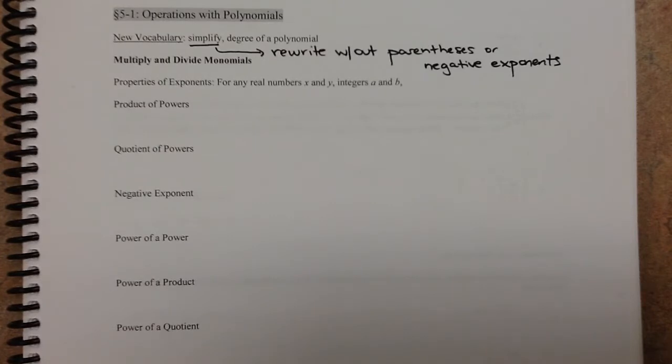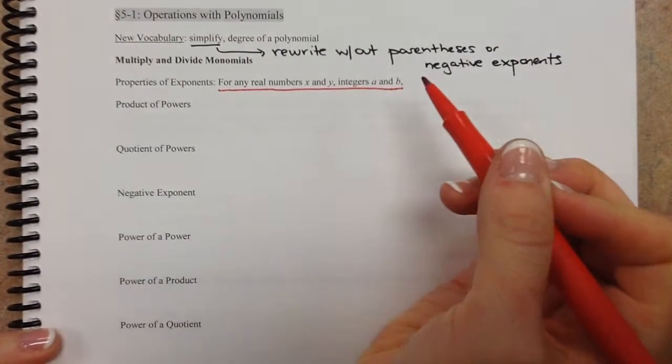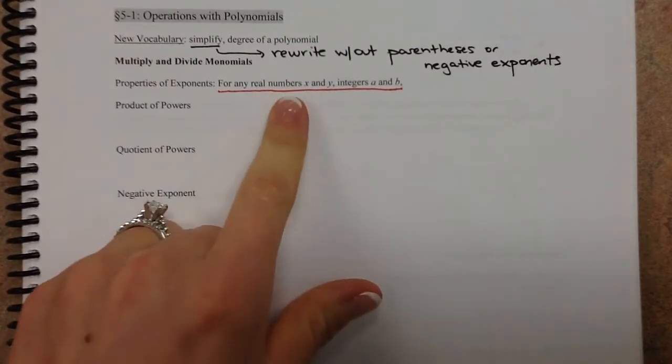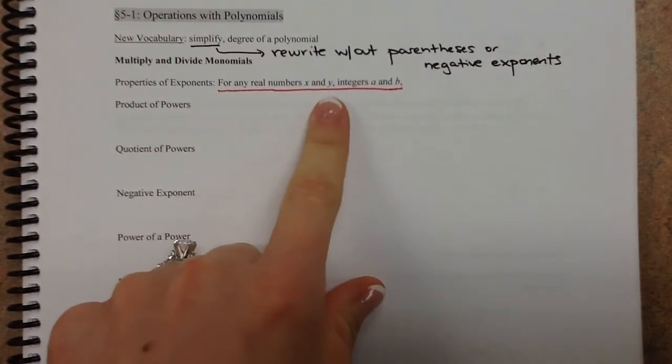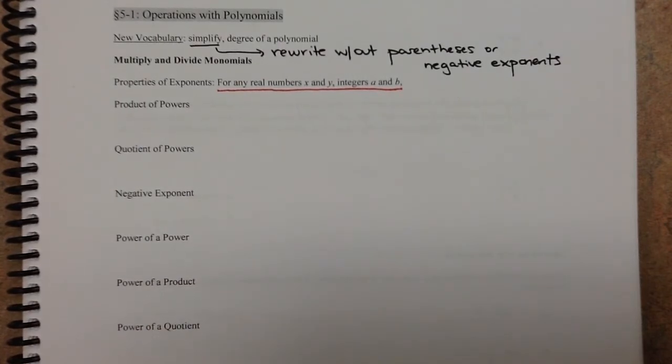So we've got a bunch of properties. The properties start off like this. For any real numbers, x and y, and then integers a and b. So in these properties, I'm going to be using x, y, a, and b. x and y can be absolutely anything. a and b have to be integers, meaning no fractions or decimals, just positive and negative whole numbers.